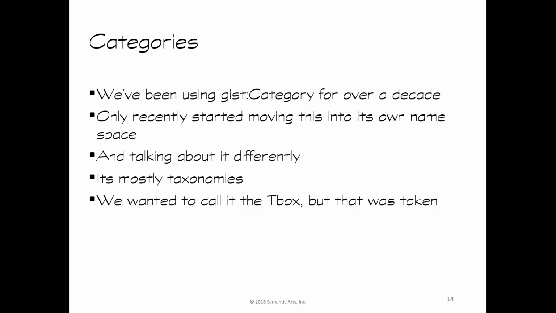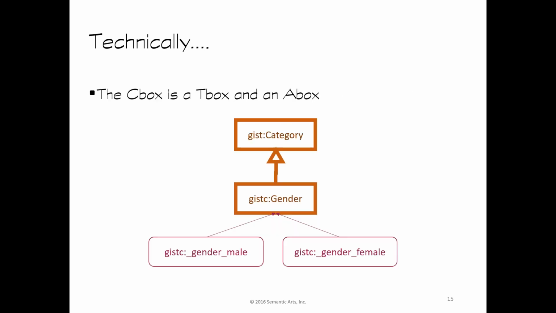And because they're taxonomies, we wanted to call this the T-Box, but somebody already took T-Box. It's a terminological box. It isn't taxonomy box. So we're calling it C-Box because they're categories. So now we've got T-Box, C-Box, and A-Box.